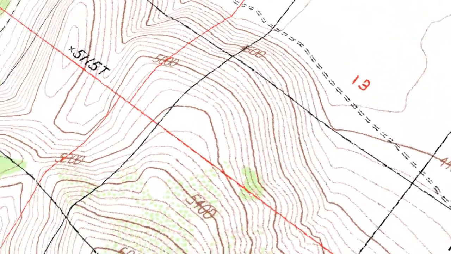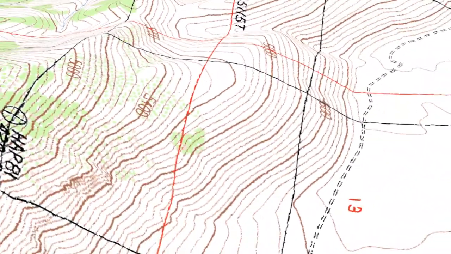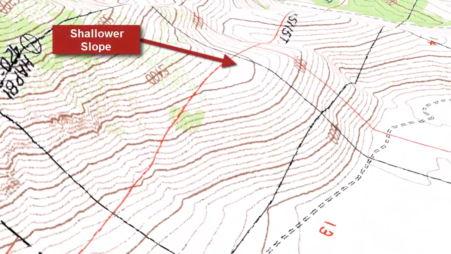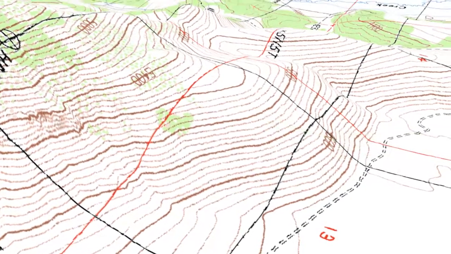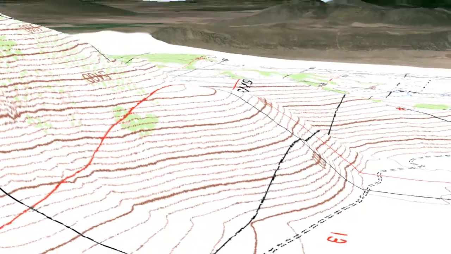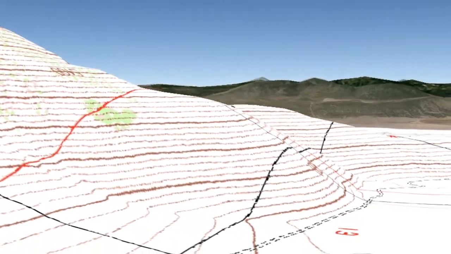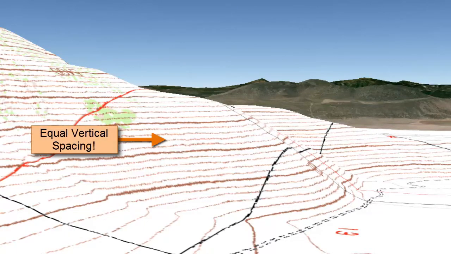Here in Google Earth, we can rotate to a perspective view, and right away we can see that the area where the contour lines are spaced further apart represents a much flatter slope than where they are more closely spaced. We can see this difference in slope angle as we rotate to a profile view. Again, you can see that the contour lines have the same vertical spacing between each line when viewed in profile.